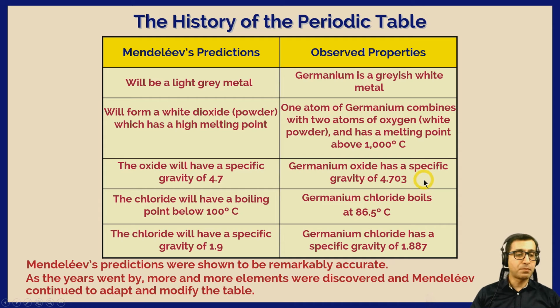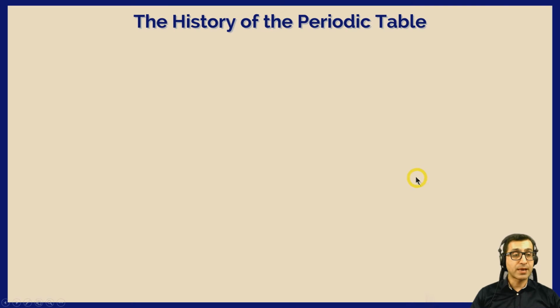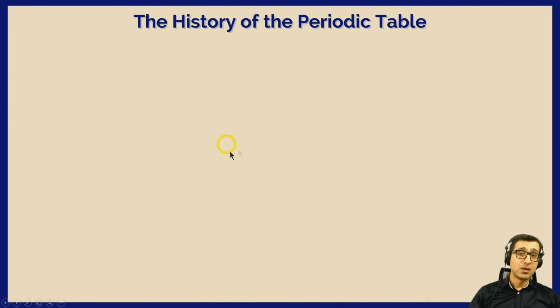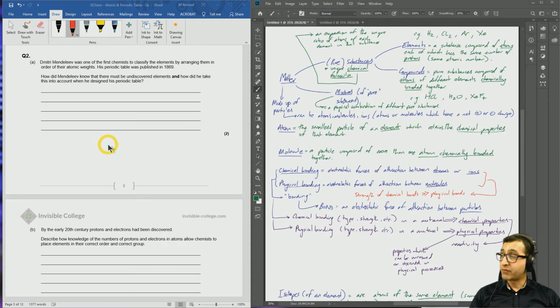So, as the years went by, more and more elements were discovered, and Mendeleev continued to adapt and modify his periodic table accordingly. And so by 1900, Mendeleev's table was what we would describe as version 5.0. So this is the history of Mendeleev's involvement, but it's predicated upon, firstly, organizing the elements consecutively, but leaving gaps. Otherwise, if you placed them consecutively, the elements would end up being in the wrong group or having the wrong properties. So that would be the first point that you would need to make in this question to get an answer here.